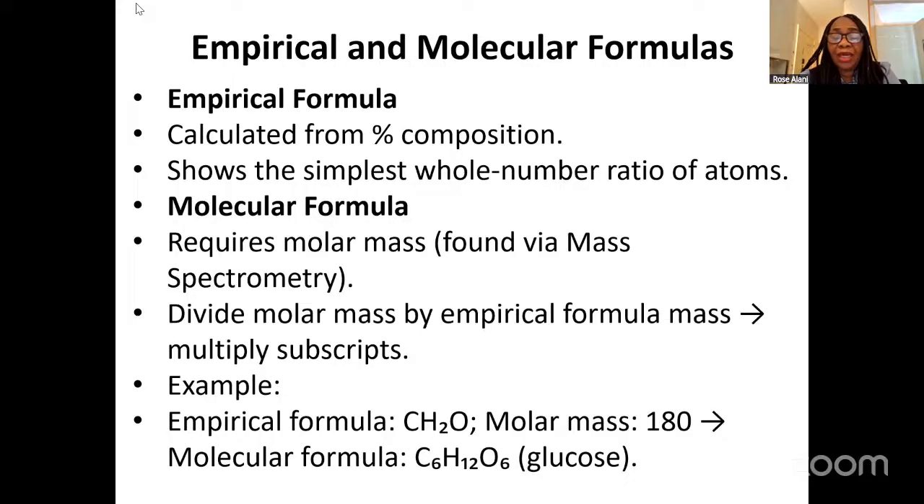So we have an example here: empirical formula, CH2O, molar mass, 180. Your molecular formula is C6H12O6, glucose.